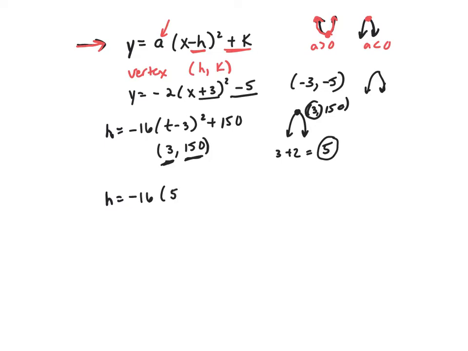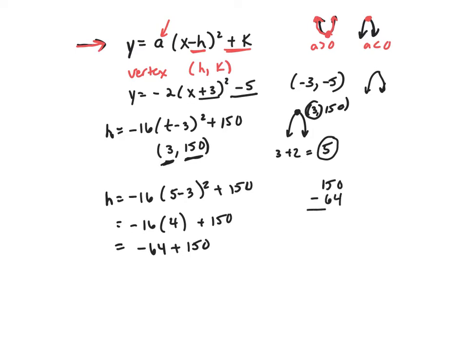And that's going to be (5 minus 3) squared plus 150. And that's negative 16 times, 5 minus 3 is 2. 2 squared is 4, plus 150. So it's negative 64 plus 150. And that's going to be 150 minus 64. That's a 4, and that is 6. It's going to be 86. So 86 feet. And the answer is B.